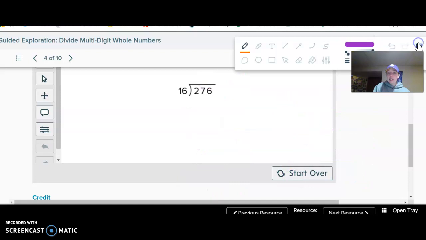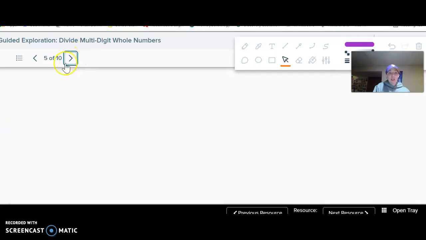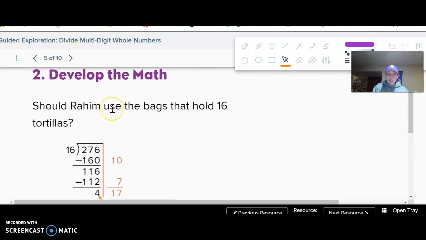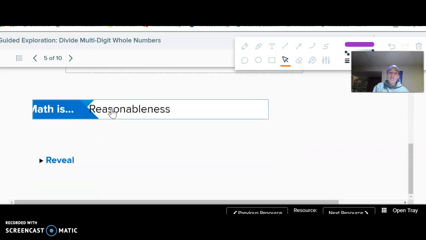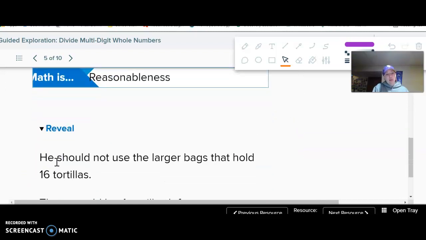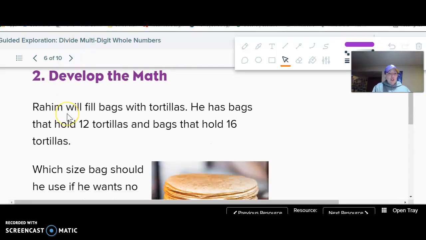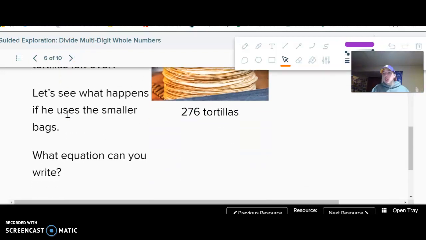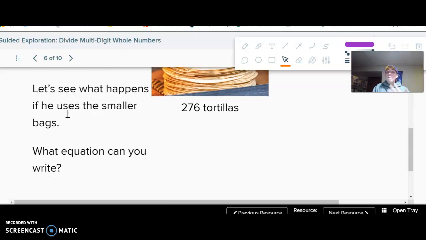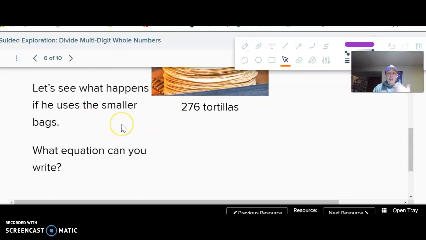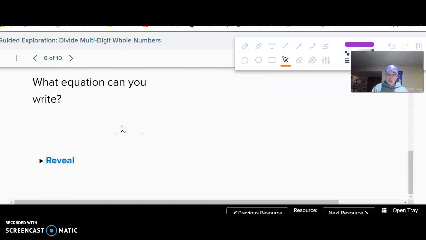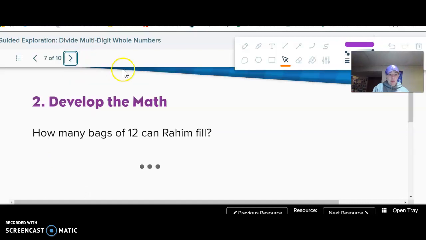So same as what we've been doing. Now remember, the problem was to see if we would have any left over. We had some left over, so should he use the bags that hold 16 tortillas? No, he should not, because he wanted ones that didn't have any left over. So now you might think, well, of course it's going to be 12 then, because that's the only other option. But it's still a good idea to check and see if the smaller bags will work. Also, of course, we're doing the practice. So we're dividing them into groups of 12 this time.